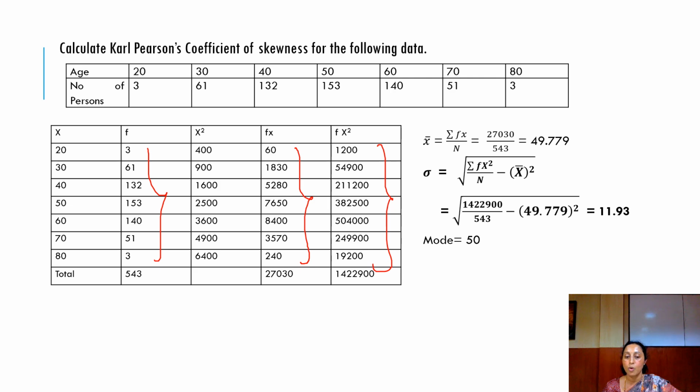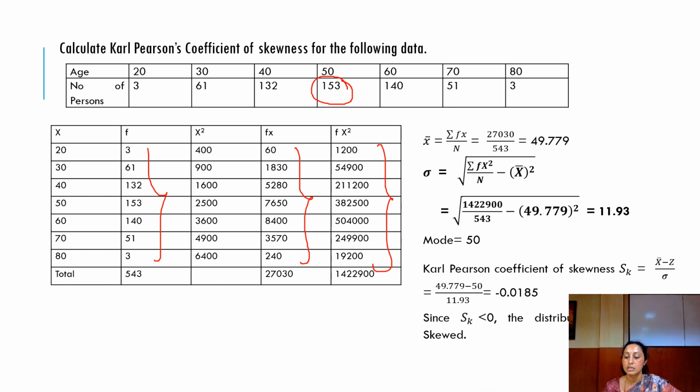So let us find the mode. Here the mode is 50, because 153 is the highest frequency. Hence the modal value is 50. After substituting all these in the formula for the Karl Pearson coefficient of skewness, we get the Sk value as minus 0.0185. That means since the Sk value is less than 0, we can say that the distribution is negatively skewed.